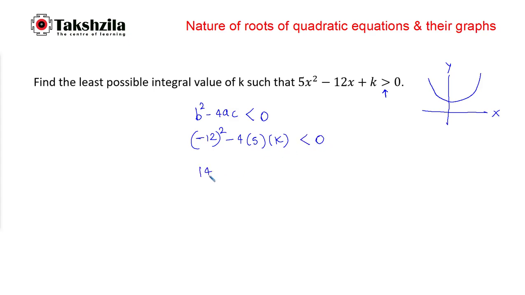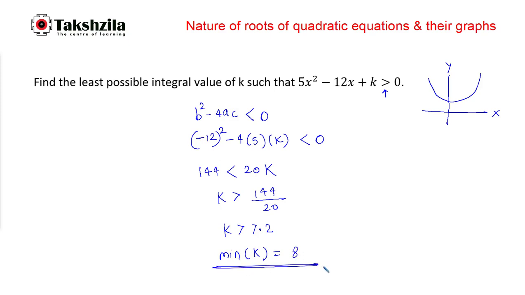After that, 144 should be less than 20k. It means k should be greater than 144 divided by 20, that is 7.2. So the least possible integral value, the minimum possible value that k can take, is 8. This is how we can solve this question.